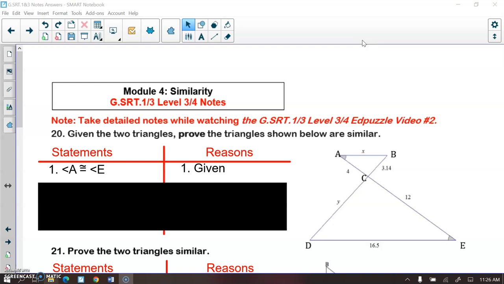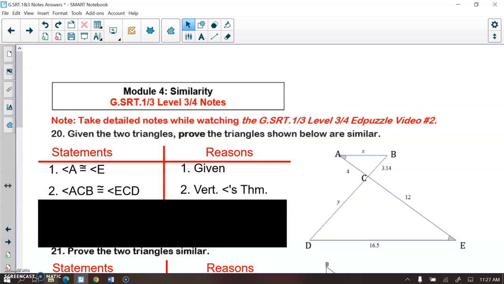Looking at the first one here, we're given, I should have said the diagram, and on the diagram we see angle A is congruent to angle E. But in order to prove these triangles similar, we would just need to prove another set of angles congruent. And we have a pair of angles congruent using the vertical angles theorem. We can state that angle ACB and angle ECD are congruent.